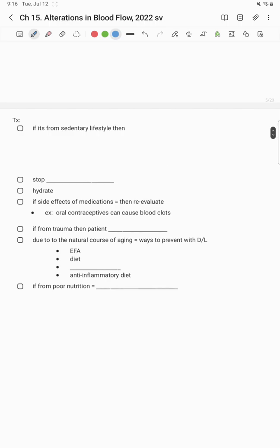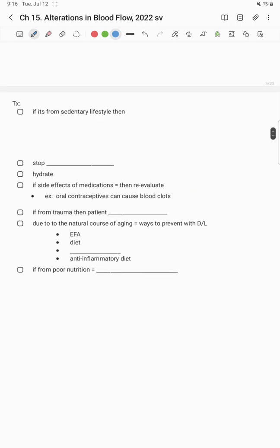Treatment. If this is from a sedentary lifestyle, then exercise, or some sort of movement, because circulation is one of the things that can help prevent blood clots. The more sedentary you are, the higher your chances of blood clots. Stop smoking.